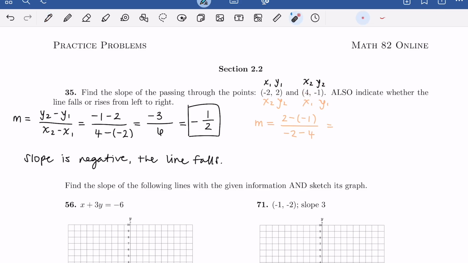Doing so in the numerator here, we're going to get 2 plus 1, which is going to give us a +3. And in the denominator, we're going to have -2 minus 4, which is going to give us a -6, which is still -1/2. So this is what we mean when we say it doesn't matter in which way you label these, but it does matter in which way you subtract our x and y values.